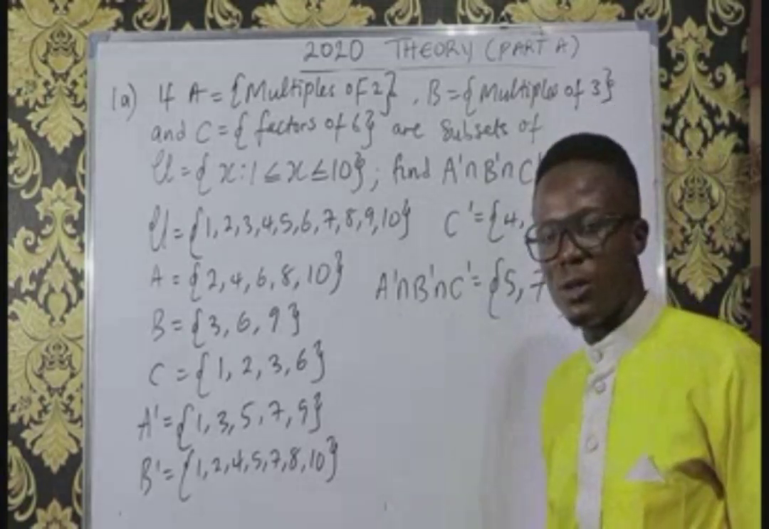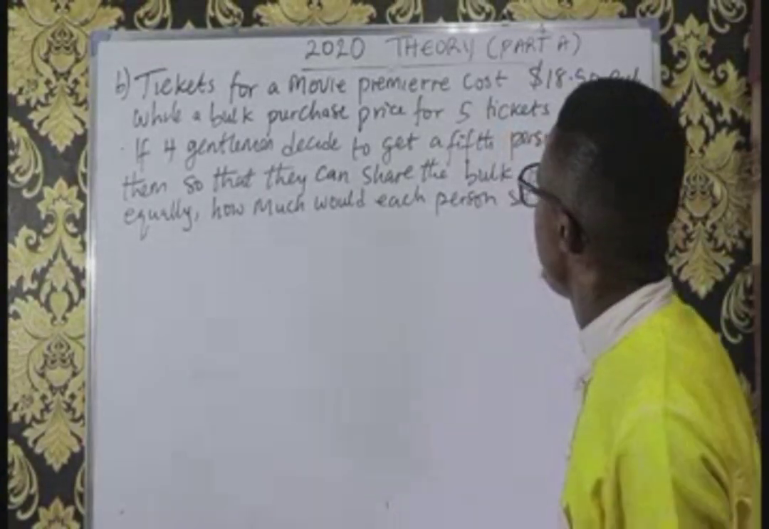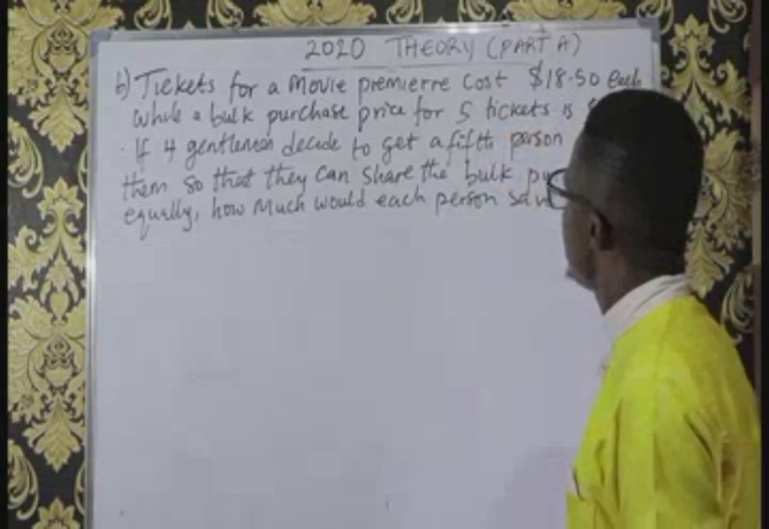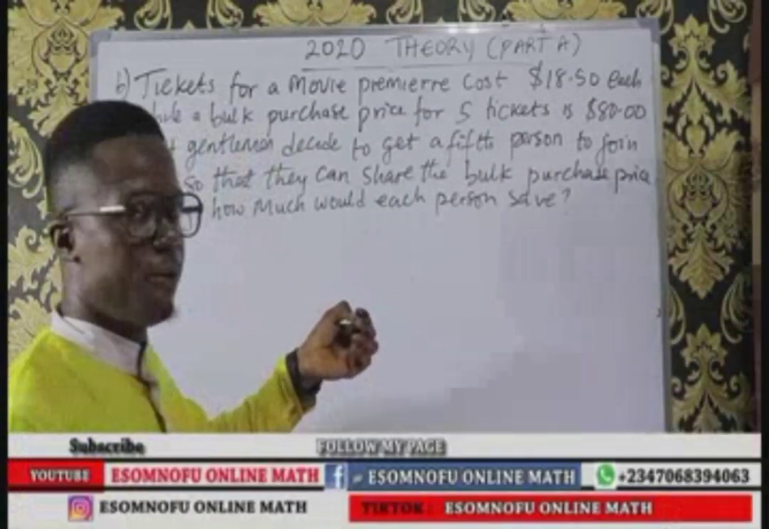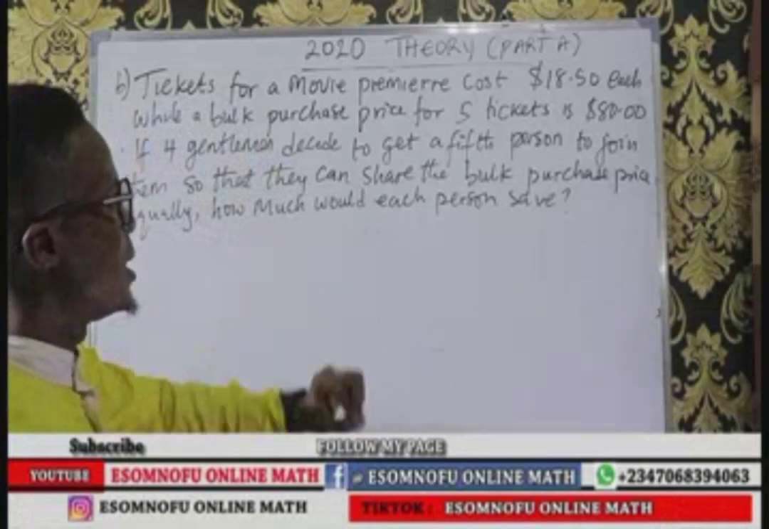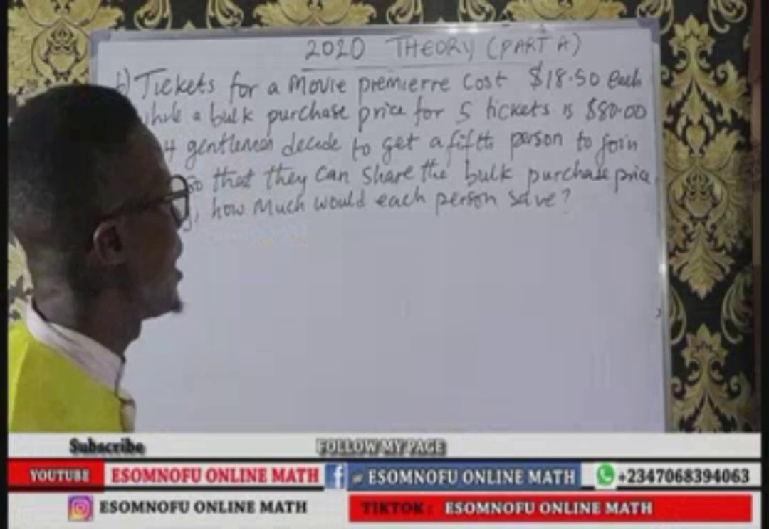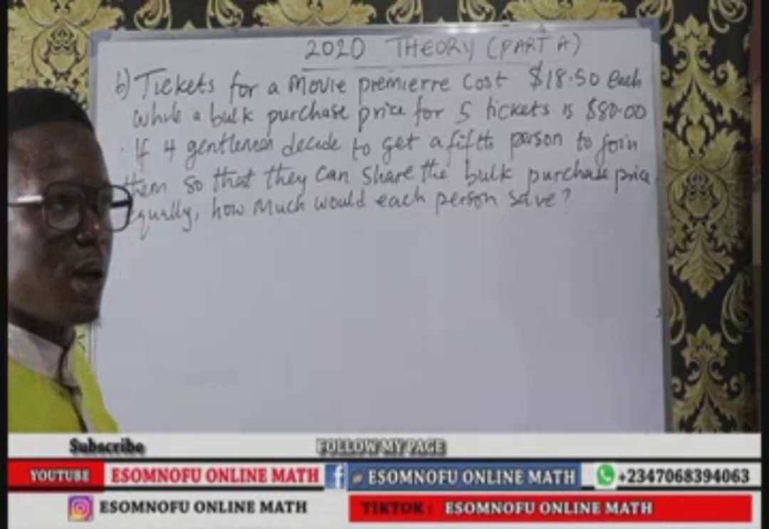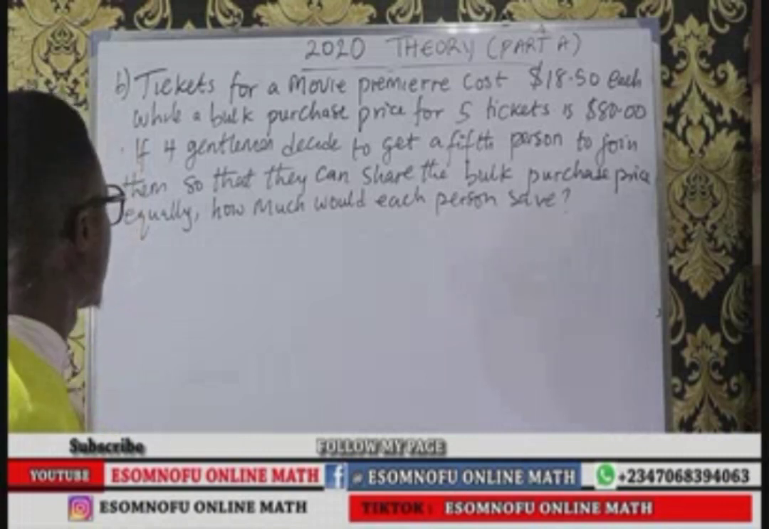Let's take another question. Number 1B, we are told that tickets for a movie premiere cost $18.5 each. If you are buying a single ticket, you pay $18.5, while a bulk purchase price for 5 tickets is $80. If you are buying 5 tickets, a bulk purchase, you pay $80.